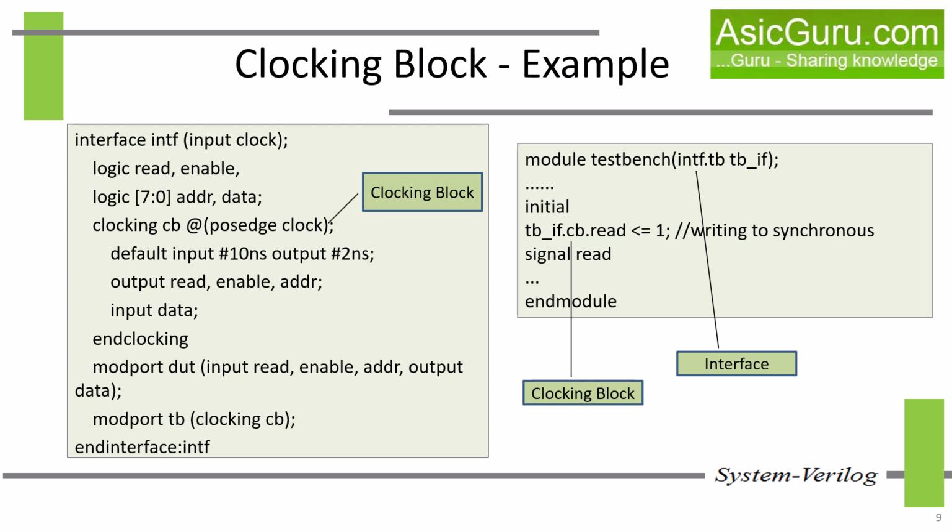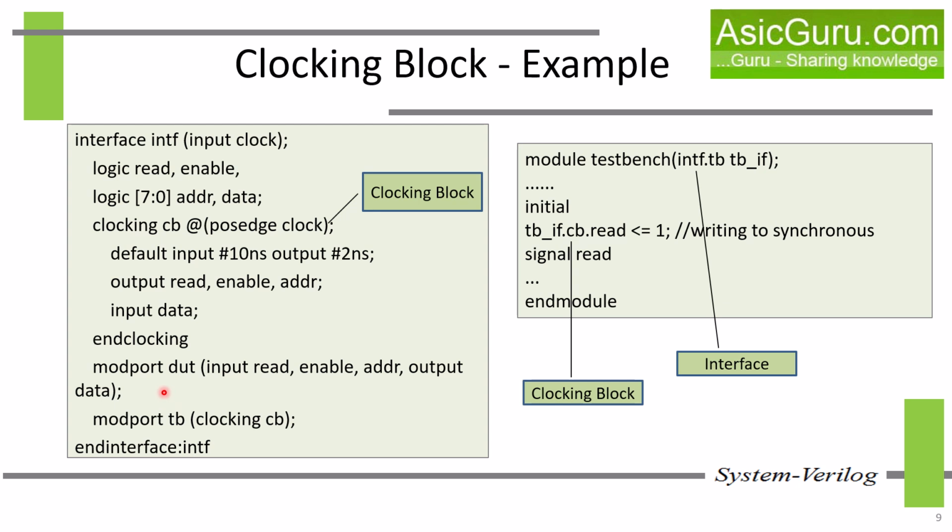Now let's look at a simple example to understand how a clocking block is used in SystemVerilog. Firstly, we are defining an interface named intf, and it takes clock as an input. Inside this interface, we are defining some control and data signals, and then comes the clocking block CB. This block is triggered on the positive edge of the clock. Next, we are defining some input skew and output skew values. Input skew is 10 nanoseconds and output skew is 2 nanoseconds. Next, we are declaring which signals are output and which are input from the test bench perspective.